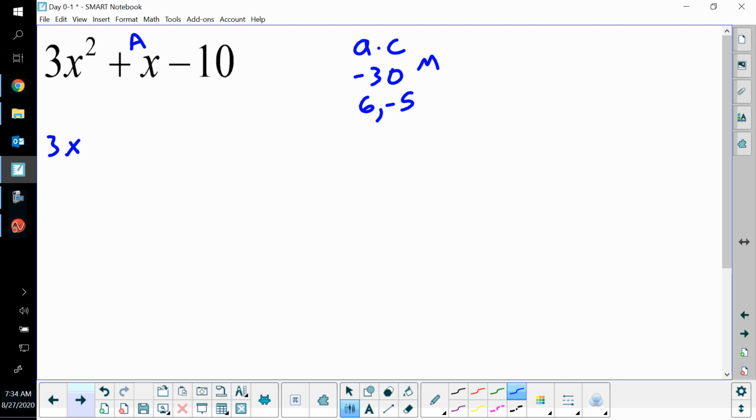So remember, this is just how the middle is split up. We still have the 3x squared and the minus 10, but the middle will now be plus 6x minus 5x. And again, those can go either order. You'll get the same answer in the long run.